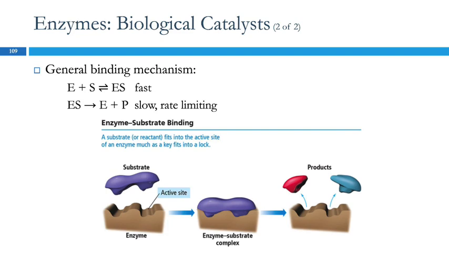So here we have our substrate. This is the thing that's going to react. So here we might have this binding mechanism. The substrate and the enzyme will bind together, and that will happen quickly. And then this complex will break into products and the enzyme, and that's going to be the slower step, the rate-limiting step.